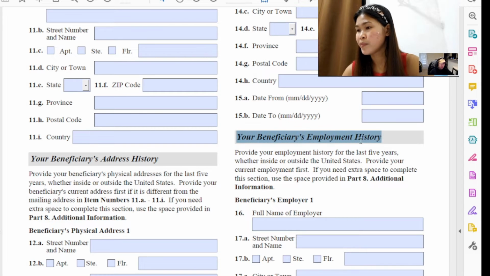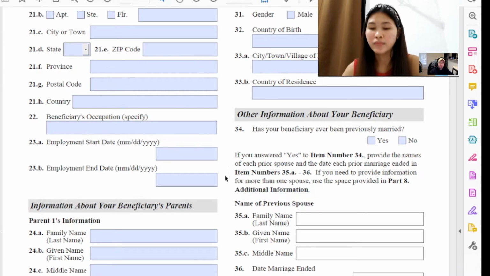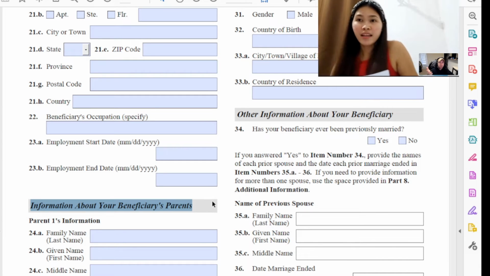Then over here, it'll jump over to your employment history. Again, this is for your beneficiary. So the first half of the form is for me, and the second half of the form is for Jessa. So employment history, come on down, and then more information about your beneficiary. It just goes down to employer two. Now we're going back down to the parental information. Just like I had to do for mine, she has to do for her parents.